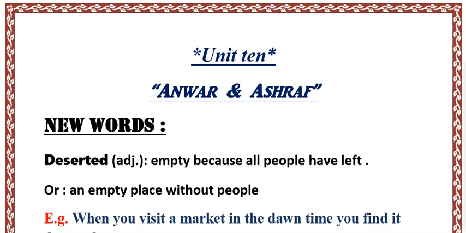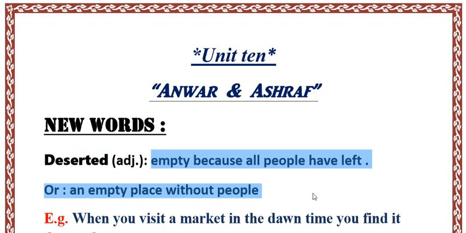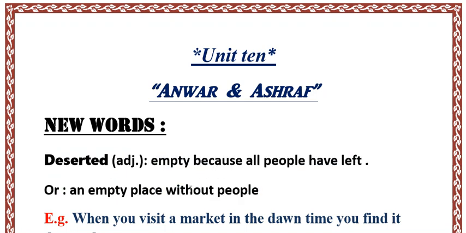Please open your booklet, page 46, to handle the vocab in details now, okay? Vocab number one is the vocab deserted. Deserted is an adjective, means an empty place because all people have left it. So it's a place without people, okay? It's called deserted. Comes from the word desert, you know? But here, deserted is an adjective, not a noun.